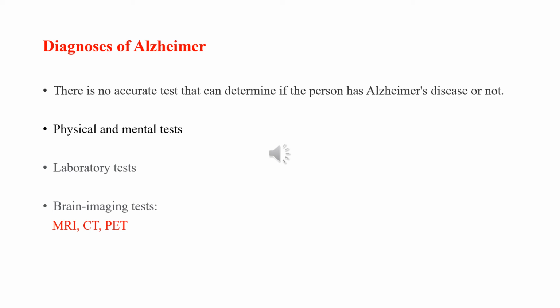such as checking the reflexes and the balance of the person, a mental test like seeing the ability to remember and do simple calculations, and a laboratory test like vitamin B12. Also, brain imaging tests such as MRI, CT, and PET images can help doctors to detect the brain changes caused by Alzheimer's disease.